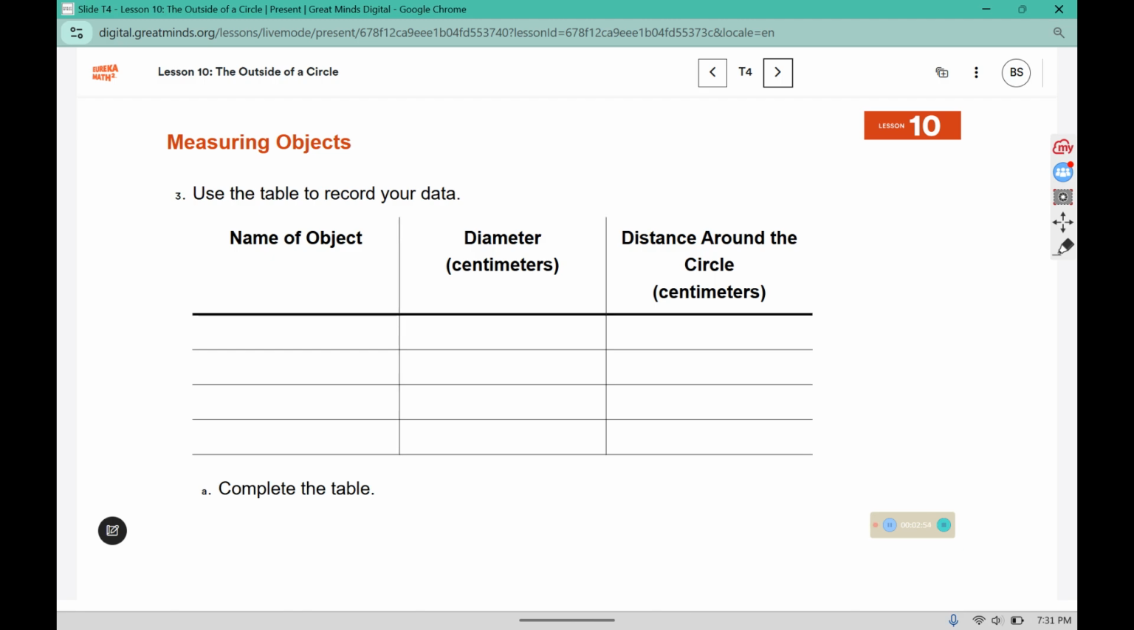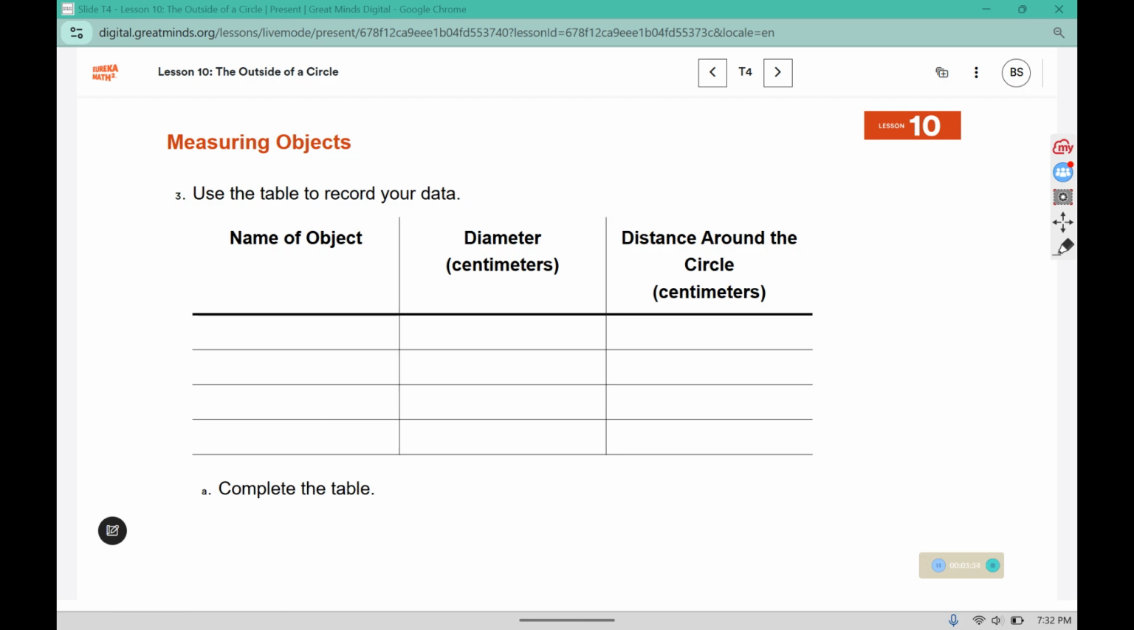It says use the table to record your data. We are going to measure a few items that are circles in real life. So some 3D objects. In a classroom, you might have like a hula hoop or, I don't know, a jar that you have pencils that sit in. I am working from home, and so I have a glass. I have a can of pineapple. I have a small bucket, and then I also have a mixing bowl.